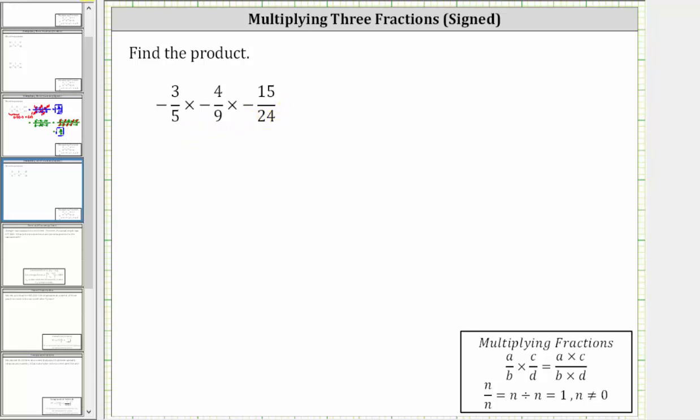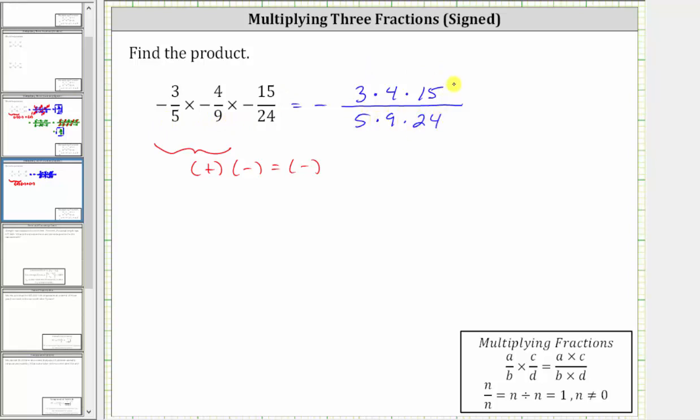We're working our way from left to right, and negative times a negative is positive, and then a positive times a negative is a negative. So we know the result is going to be a negative fraction, and then to multiply fractions, we multiply the numerators and we multiply the denominators, which means the numerator is going to be 3 times 4 times 15, and the denominator is going to be 5 times 9 times 24.